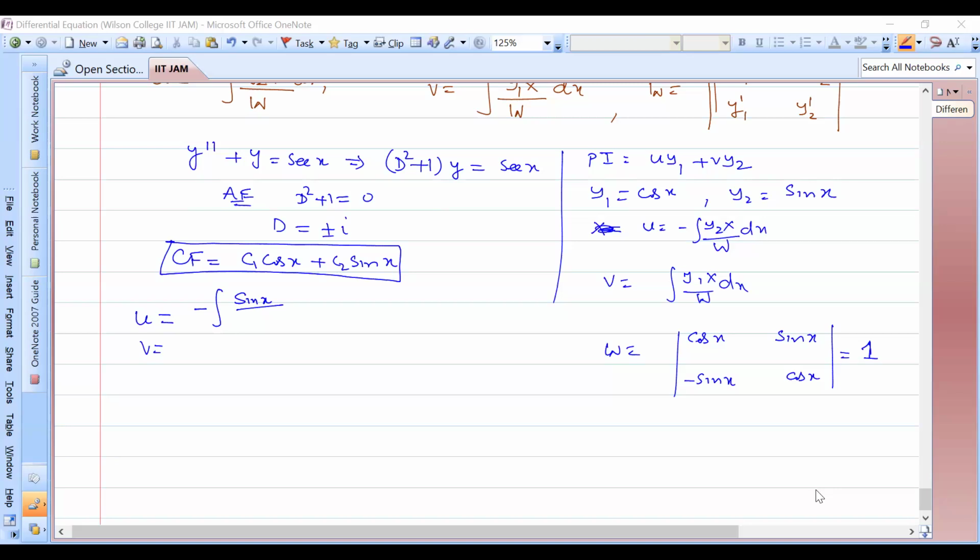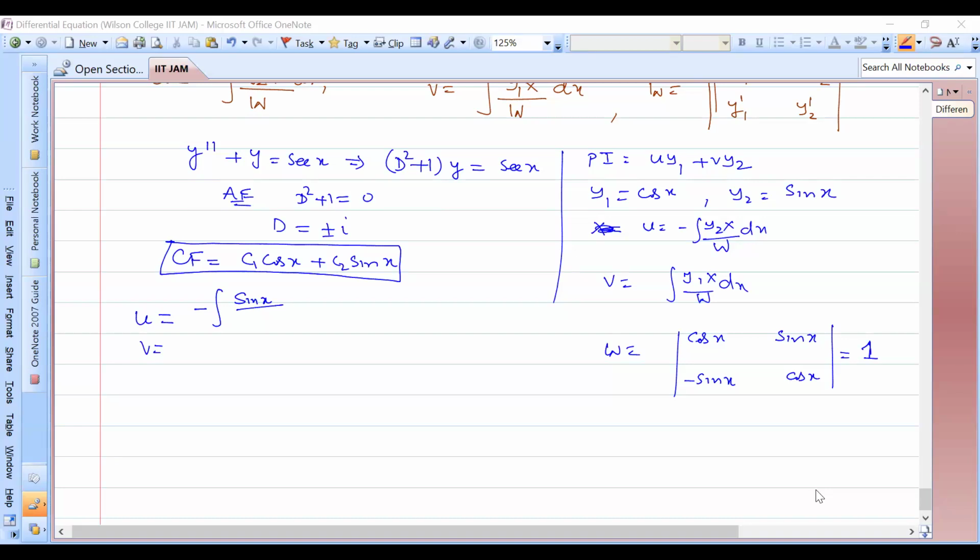So what will be our answer? x plus c. See, in section 1 they have given one question. So the method of variation of parameters is clear.